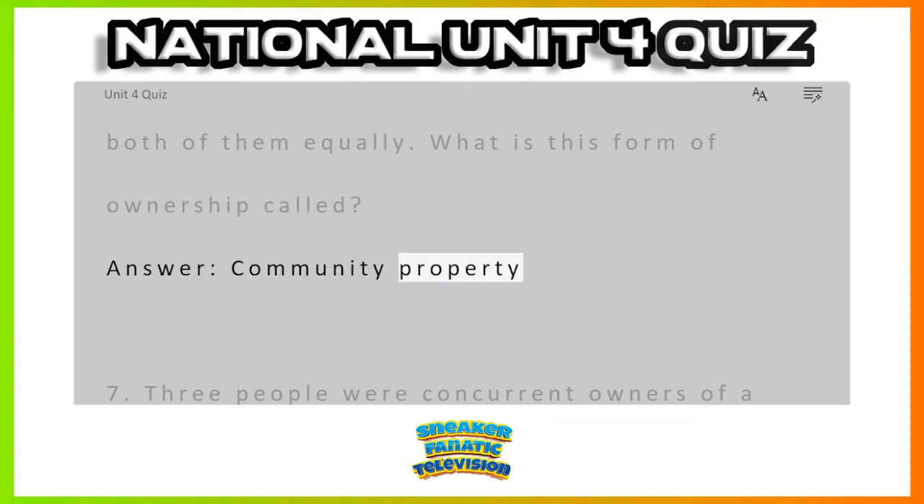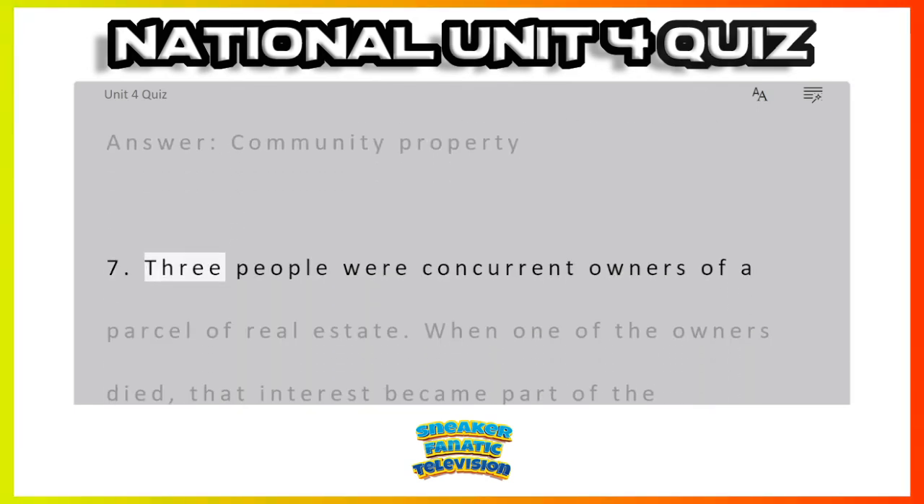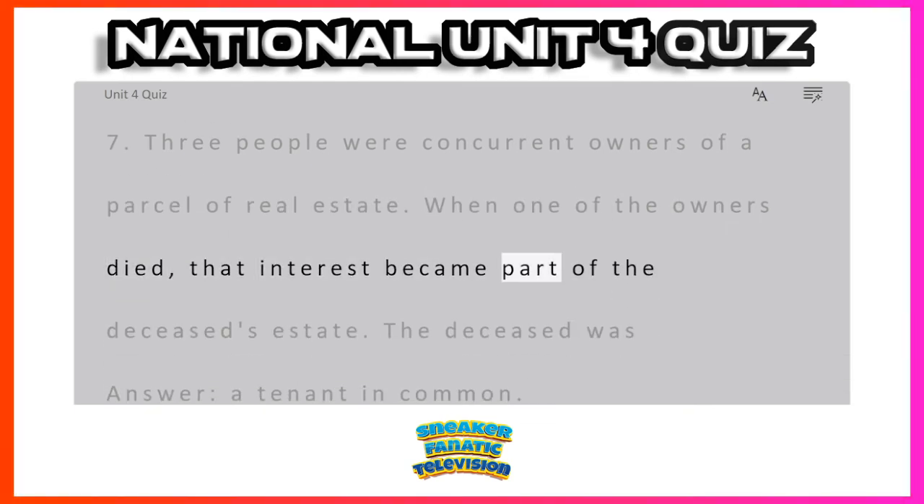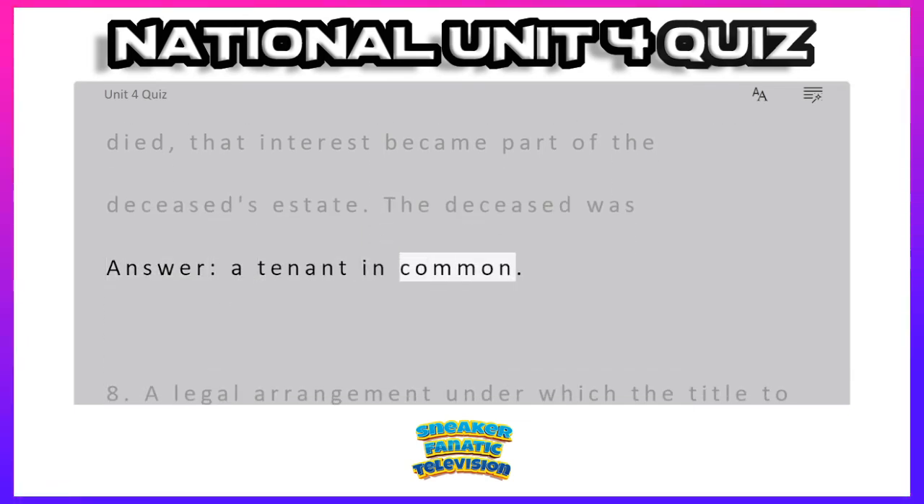Answer, community property. 7. Three people were concurrent owners of a parcel of real estate. When one of the owners died, that interest became part of the deceased's estate. The deceased was. Answer, a tenant in common.